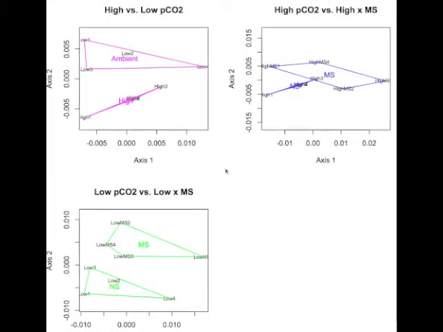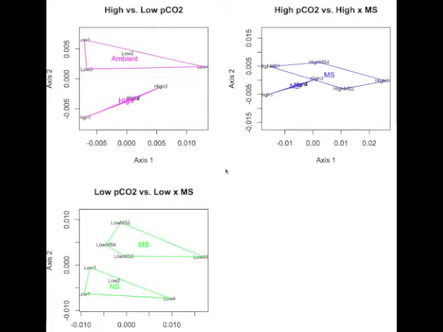This is a figure based on an experiment I did where I exposed some oysters to different levels of ocean acidification, and then to some of them I added a secondary stressor of mechanical stress. And then I sampled their gill tissue to look at their proteomic profiles in these different conditions. And so these figures are actually based on the expression profiles of 2,677 proteins.